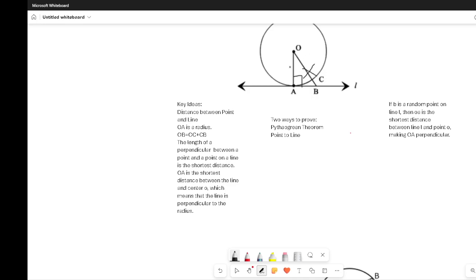This has to be the perpendicular segment because since this is a radius, it's the shortest possible distance between the tangent line and the center.